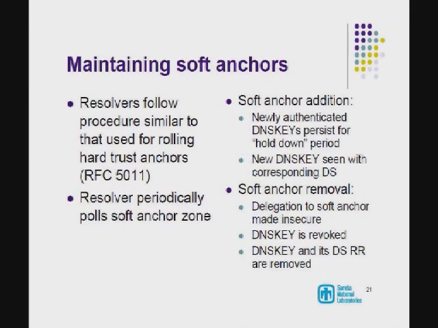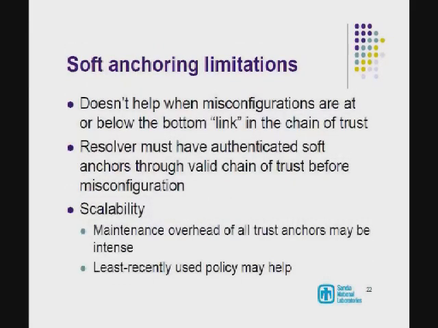Now there are some limitations with this particular idea. First of all, if there's a misconfiguration at or below this bottom link in the chain of trust, and that particularly refers to insecure delegations, then it's not going to be of any help in that particular case because you don't have a trust anchor below that. So you can only help at that level. Also, there has to be some initial notion of trust, meaning that if there's some kind of a break in the chain before the resolver goes through this process, then it's not going to help the resolver. So it has to have some initial idea of trust to go through that.